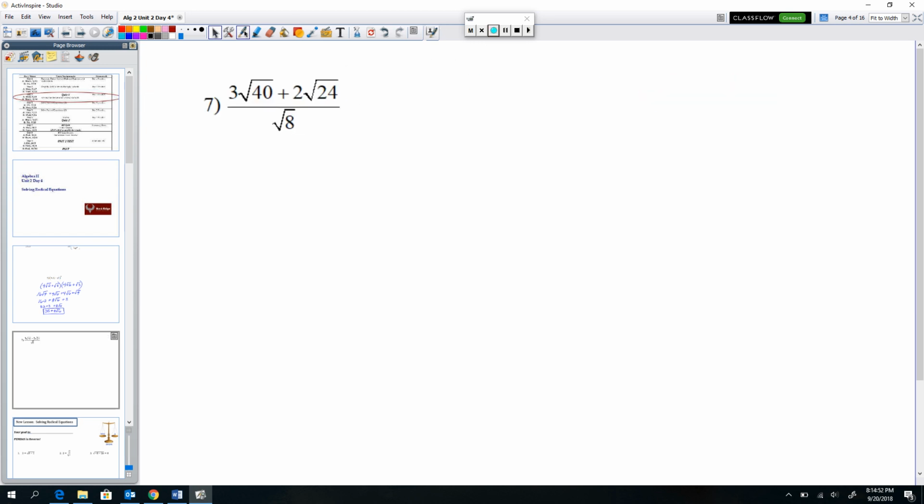and I notice that number 7 has, within the radical, things that are divisible by each other in both of these radicals, it would be super useful in this particular problem to think of this as 3 times the square root of 40 over 8 plus 2 times the square root of 24 over 8. Okay, you can do that. The properties of these radicals work that way.